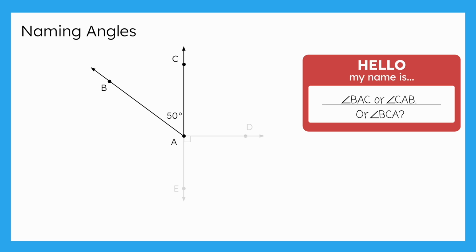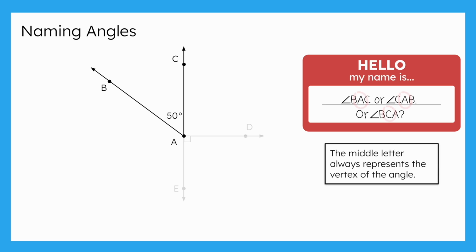Not quite. In angle names, the middle letter always represents the vertex of the angle. In angle BCA, the vertex is C, which means this name refers to the angle formed by rays CB and CA, a completely different angle from the one formed by AB and AC.